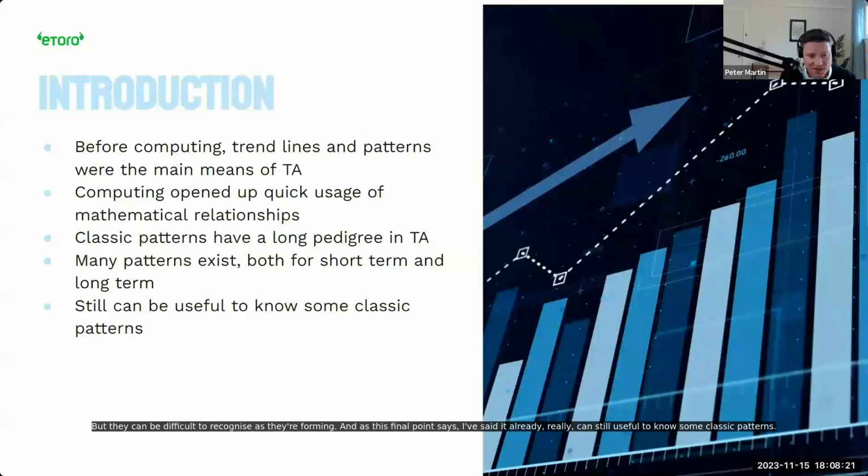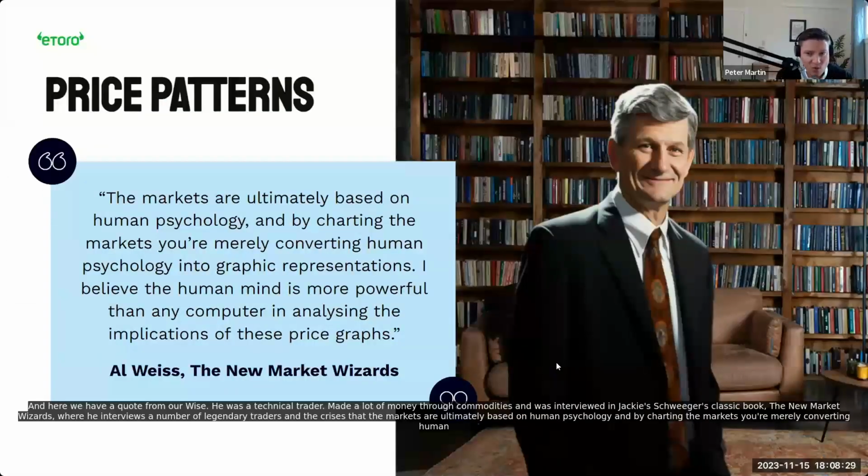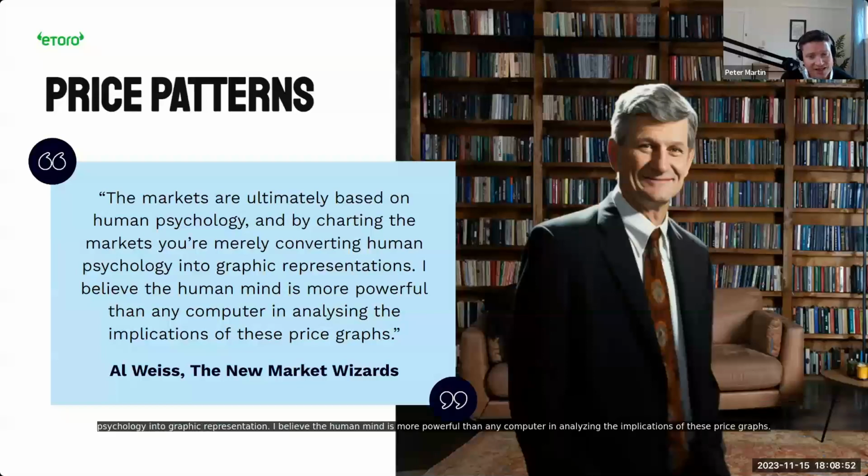And as this final point says, I've said it already, it can still be useful to know some classic patterns. Here we have a quote from Al Weiss. He was a technical trader, made a lot of money through commodities, and was interviewed in Jack Schwager's classic book, The New Market Wizards, where he interviews a number of legendary traders. The quote is that the markets are ultimately based on human psychology, and by charting the markets, you're merely converting human psychology into graphic representations. I believe the human mind is more powerful than any computer in analyzing the implications of these price graphs.